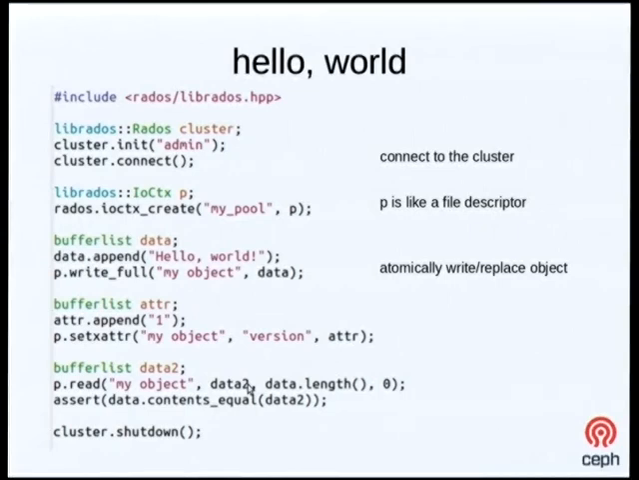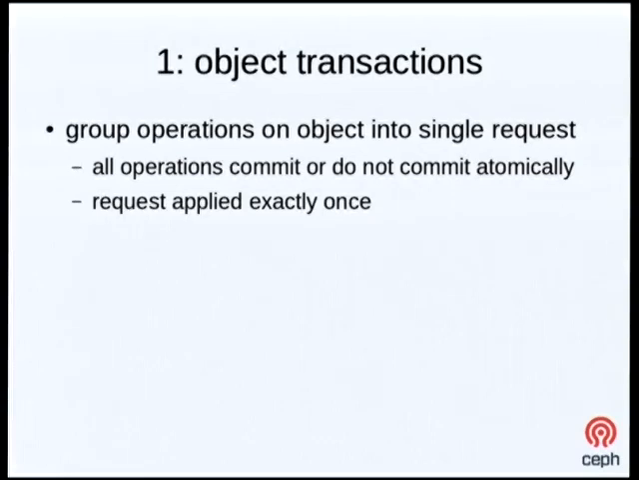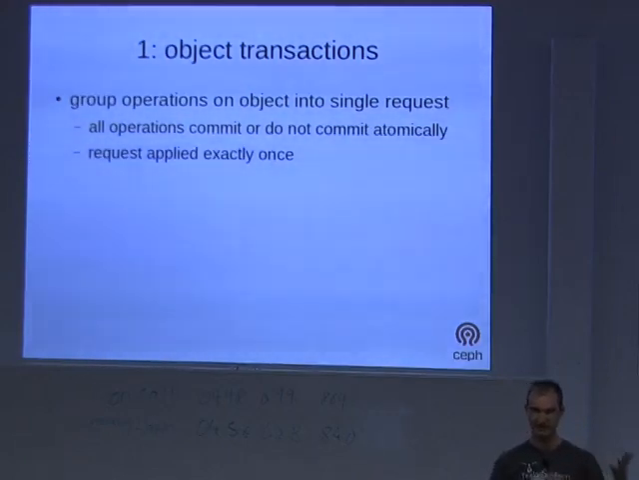This interface probably looks pretty similar to any other storage interface that you would use in any other environment. So the first thing that distinguishes Librados from other systems, and makes it interesting, I think, is the idea of having object transactions. This is basically the ability to group a number of operations on a single object into a single request that's shipped off to the cluster and applied atomically to that object, and ensures that the entire transaction is applied exactly once.